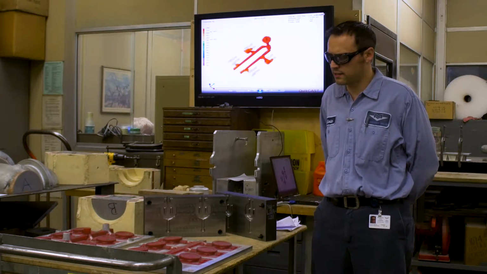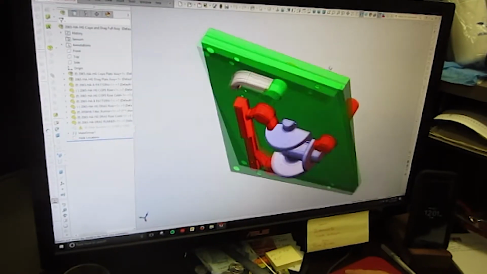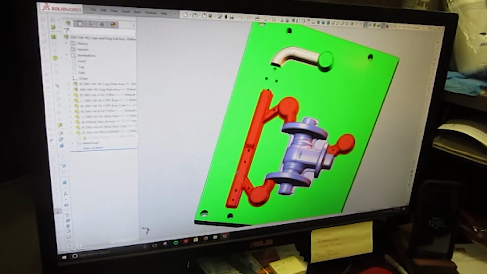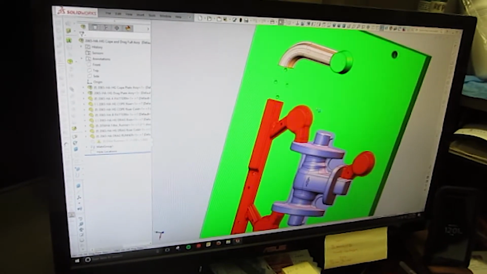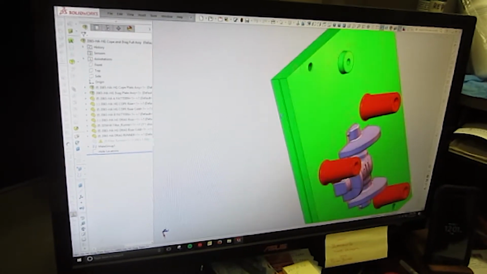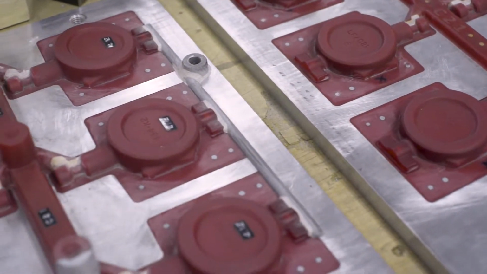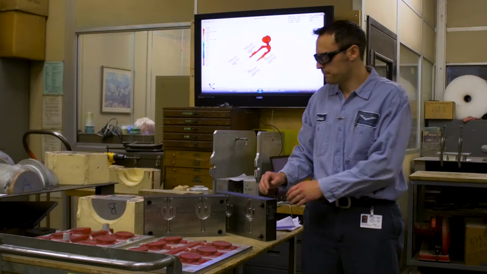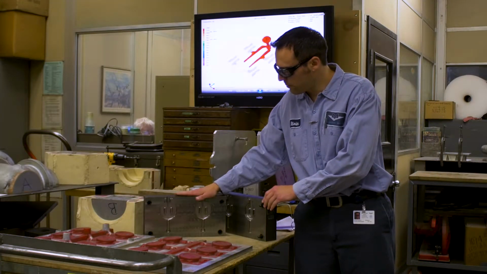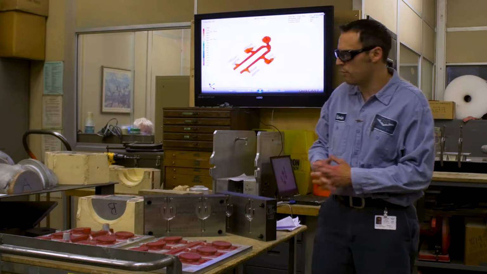What we get is a model of the casting from our engineering department. And from there, we will model up the pattern, and we will also model up the mold. What we get from our engineering department is just the casting and the core. And what we end up doing is building the core boxes in case we need a core, and the pattern, to make the molds.